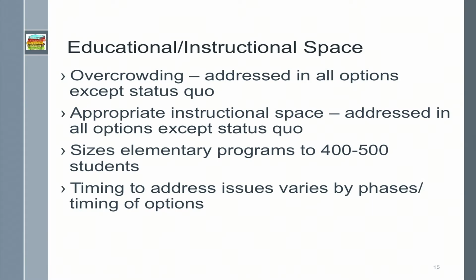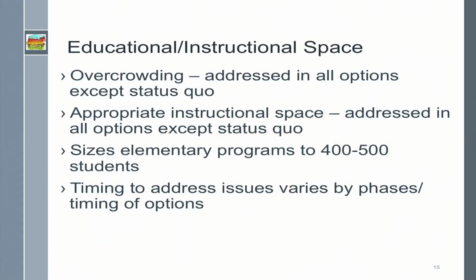Through the new building or significant renovation options, we aim for the elementary school programs to house between 400 and 500 students. The principals and the visioning group felt that this was the ideal size for our program. Ideally, an elementary school at 400 to 500 students, approximately 3 classes at each grade, is understood to be best for socialization of our students and collaboration among teachers. So although options 1 to 6 all address the educational and instructional space needs, the timing to address those needs varies by the phases and the timing of those options.